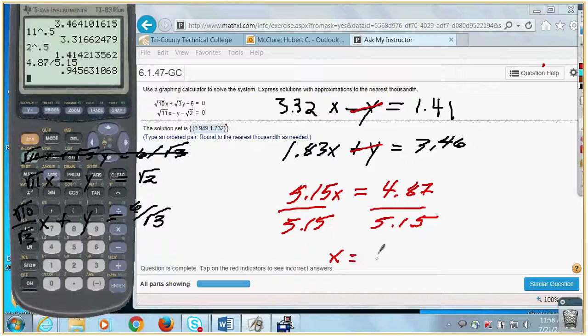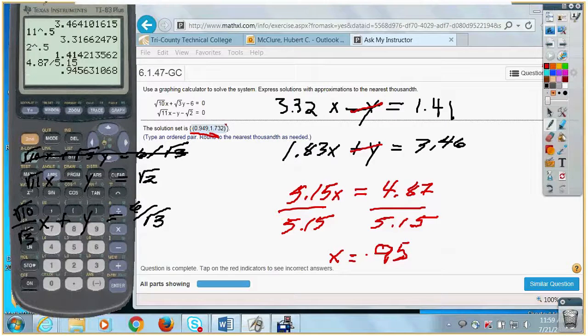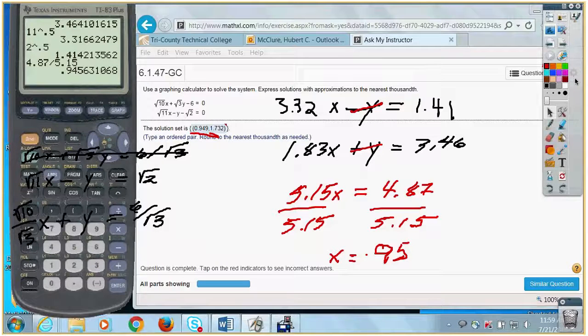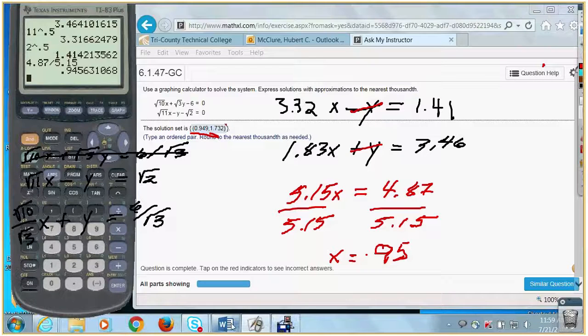So I'm going to say 0.95. And then how do you get y? You can either solve for y on one of these, or you can plug this in for x and solve for y. However you get it is fine, but that's how you get the answer. I at least got you that point right there, 0.94 or 0.95. So when it says use the calculator, it means to utilize it. It doesn't mean to depend on it. And what I've shown you is how you can do that. Okay? Hope that helps.